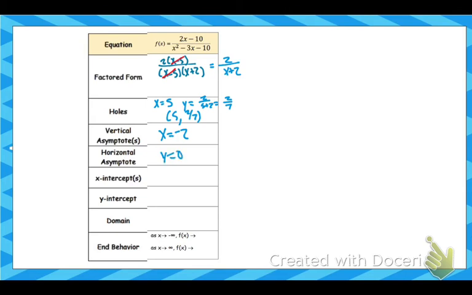X-intercept, there are no more x's in the top. So I can't actually set that equal to 0. 2 doesn't equal 0. So since there's no x's in the top, there is no x-intercept. To get the y-intercept, plug in 0 for my x's. So that's 2 over 2, which is 1.